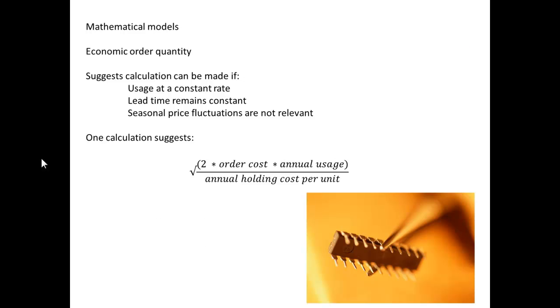In spite of that, you will find in some texts a series of mathematical models which talk about the economic order quantity. That calculation is okay if you're using something at a constant rate and the lead time is constant, and if the price doesn't fluctuate. So there's a calculation for you: the root of 2 times the order cost multiplied by the annual usage divided by the annual holding cost per unit. However, in most components you find that in fact it's rather more complicated than that.